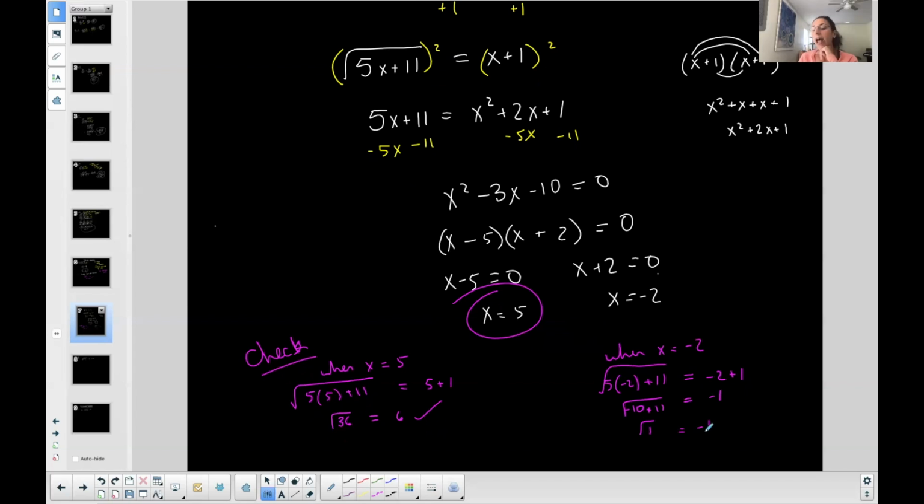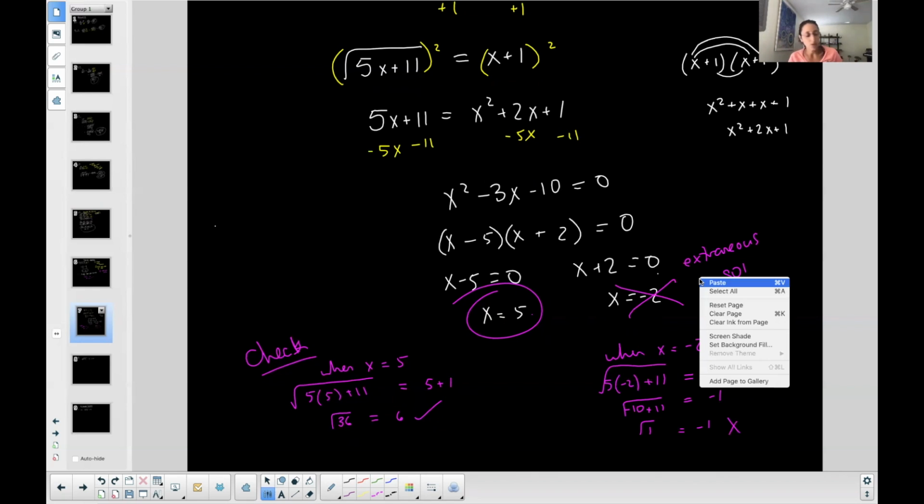So this is what happens sometimes with these radical expressions, radical equations, I should say. Sometimes you get a situation where you plug it in and you do not get a true statement. This is not a true statement. A square root of a number will never be negative. And this sometimes happens with these type of equations. So this is not a solution. This is an extraneous solution. And the only solution is 5.